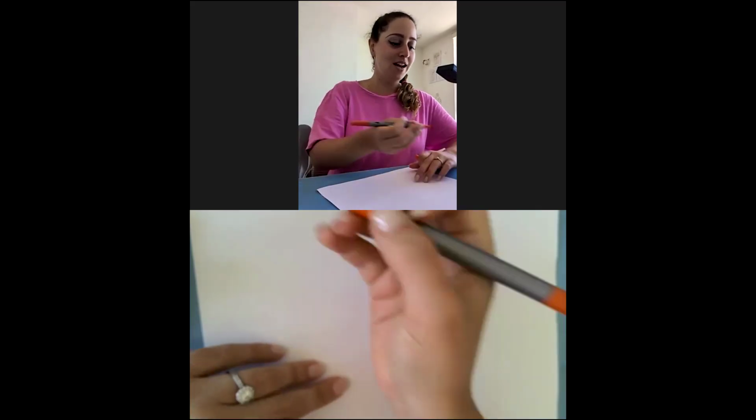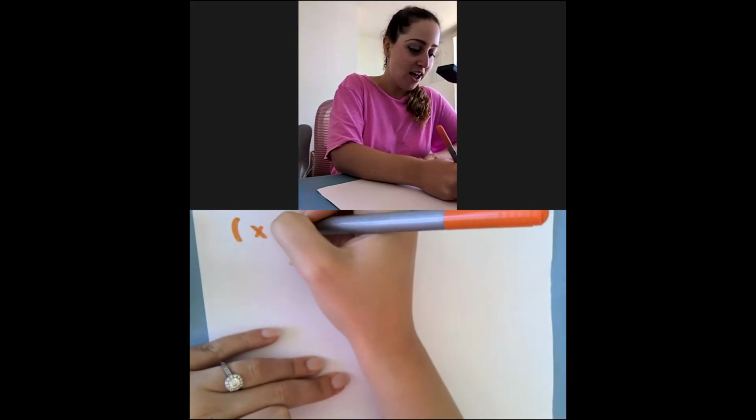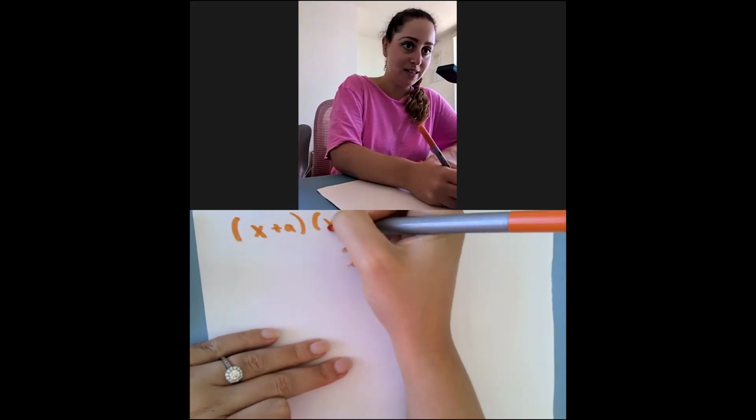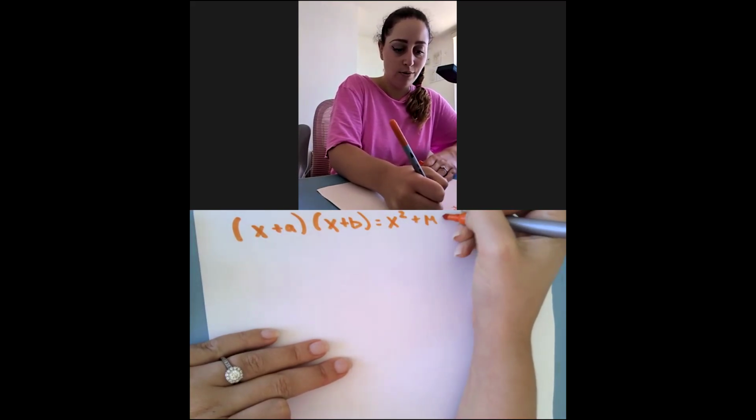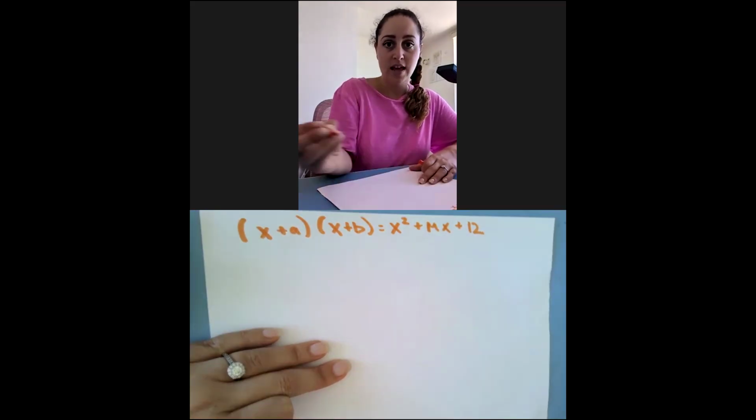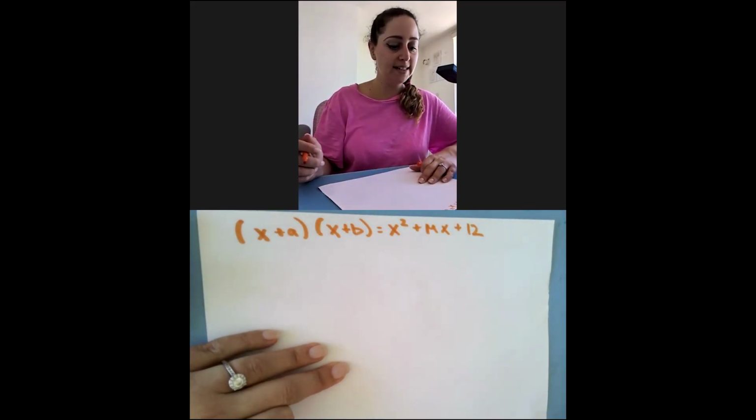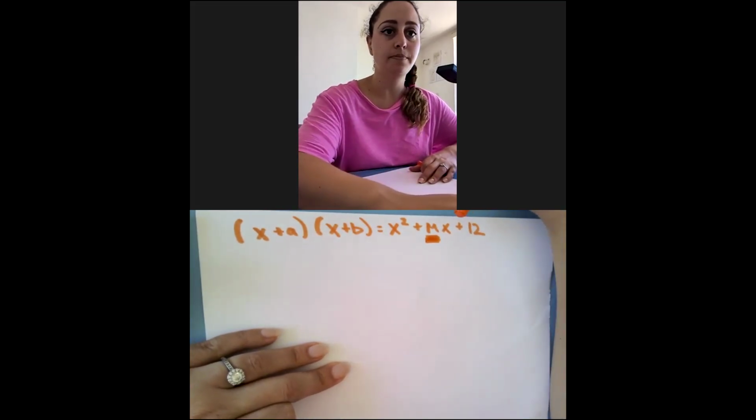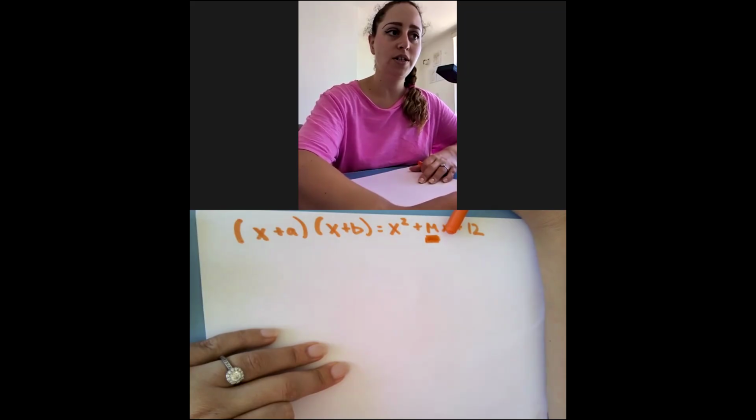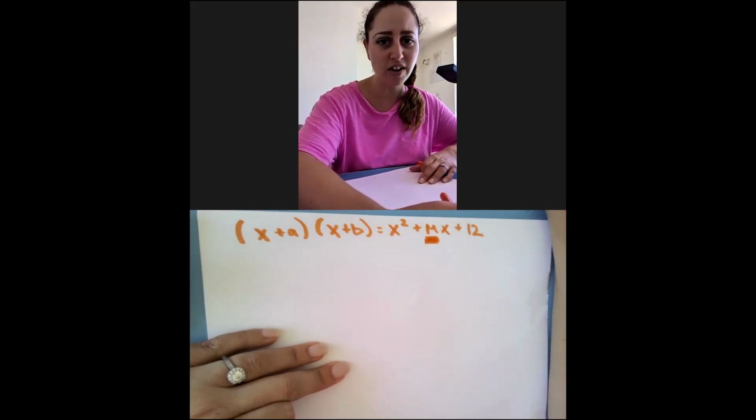Great. All right, and then it goes on to say that x plus a times x plus b equals x squared plus mx plus 12, and it says to find all possible values of m. Okay, what does that mean? Find all possible values of m.